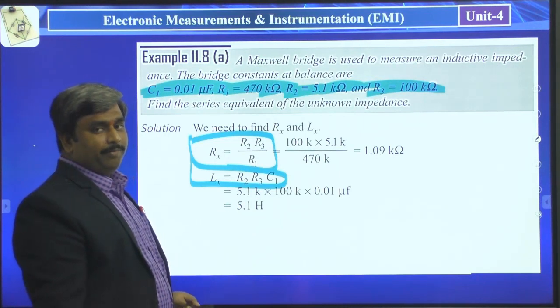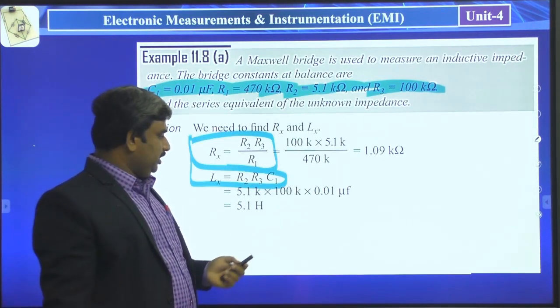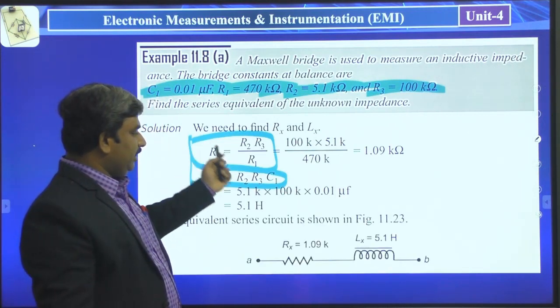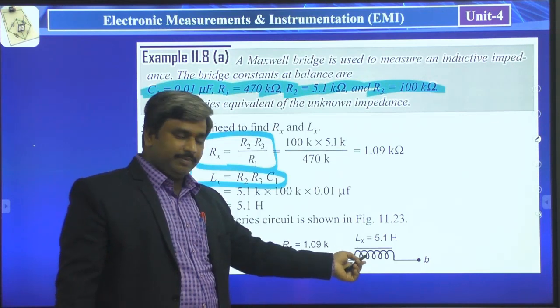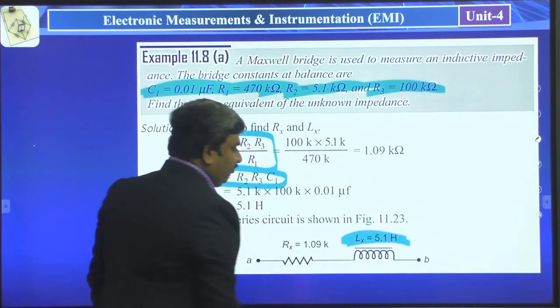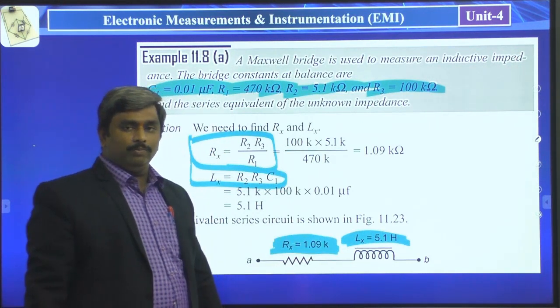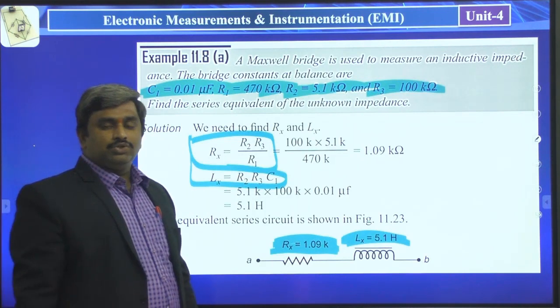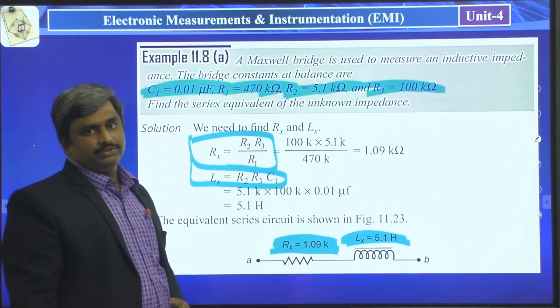Lx is equal to 5.1 Henries, in the range of 1 to 1000 Henry. And this is the final fourth arm representation, the Rx and Lx representation, where Lx is equal to 5.1 Henries and Rx is equal to 1.09 kilo ohms. So this is the solution for the given problem.